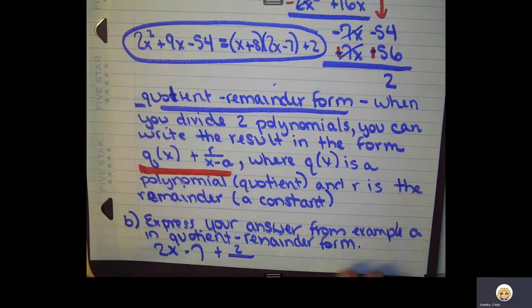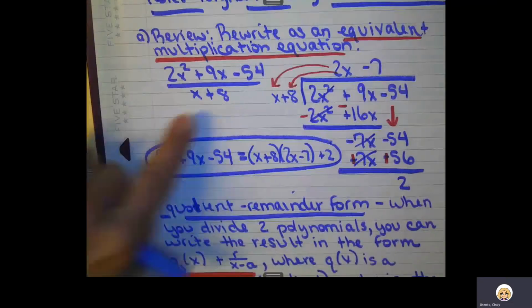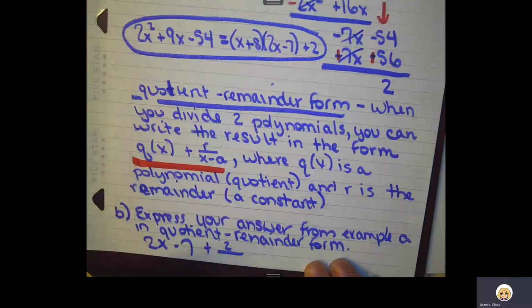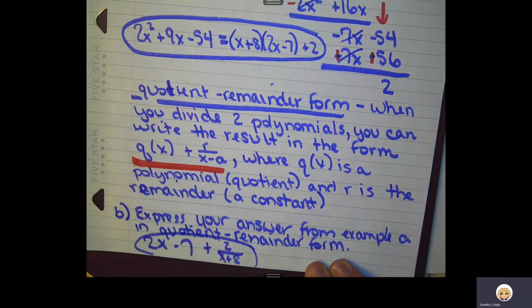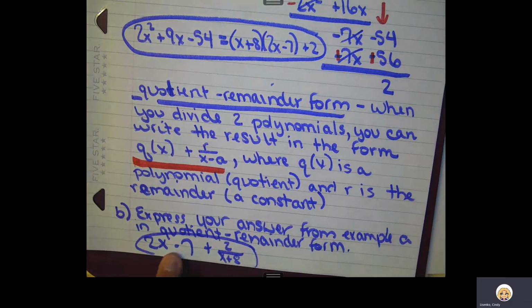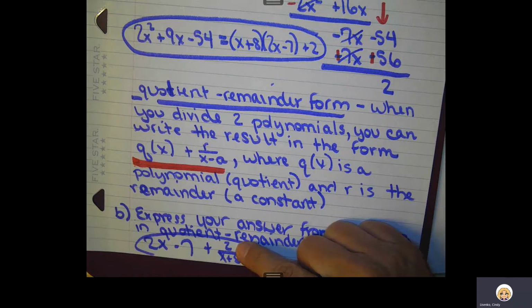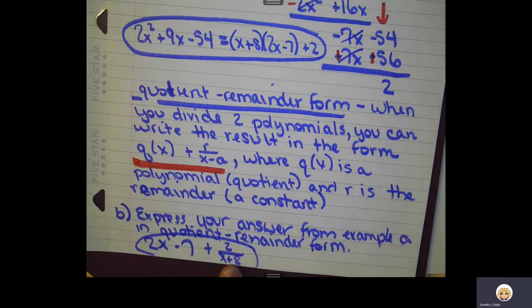What that means is what we divided by. If you look at this example, we divided by x plus 8. So we would just write over x plus 8. That is your quotient remainder form. That's your quotient, what you got as your answer when you divided, and this is what's left over. And you just put what you divided by underneath.